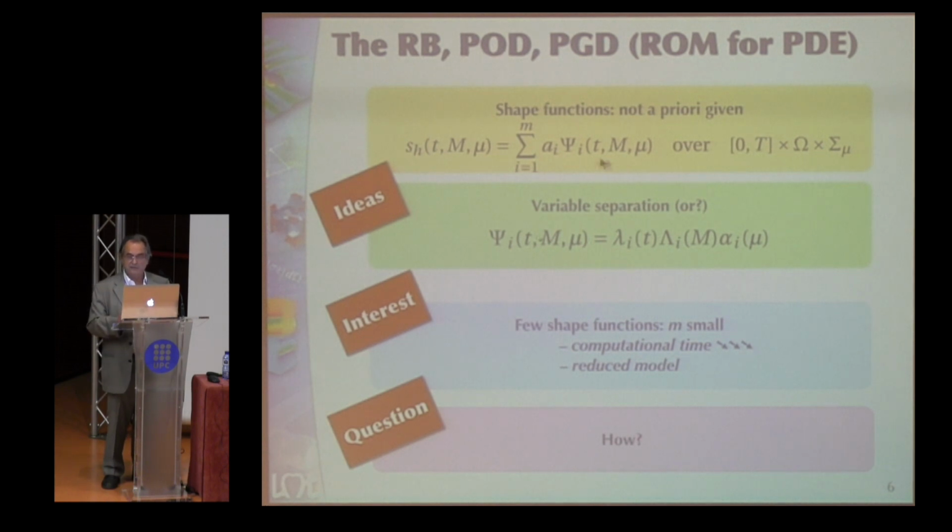The shape function psi is defined over this big space: the time interval, the classical space, and the parameter space. One also introduces another hypothesis, a variable separation hypothesis or something equivalent, and then the shape function psi is written like that, where all these individual functions are arbitrary. The interest comes from the fact that for many engineering problems, few shape functions are needed; the integer m is small. There are two applications. For the computation, the computation time can decrease drastically. And the main point is that at the end, you have a reduced model for quasi-real-time simulation.